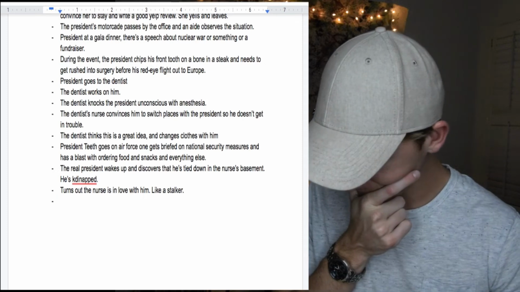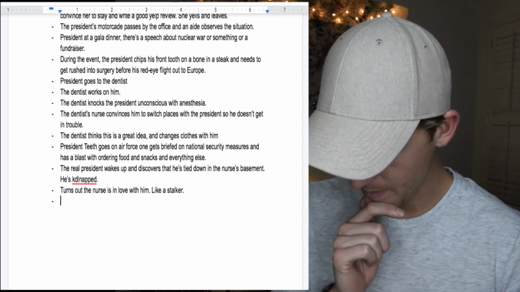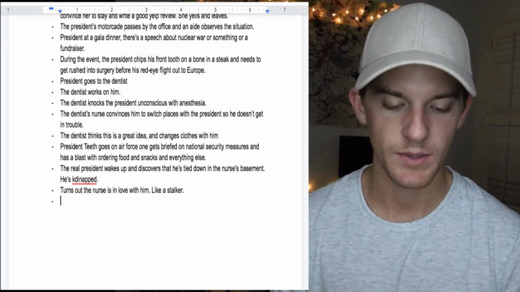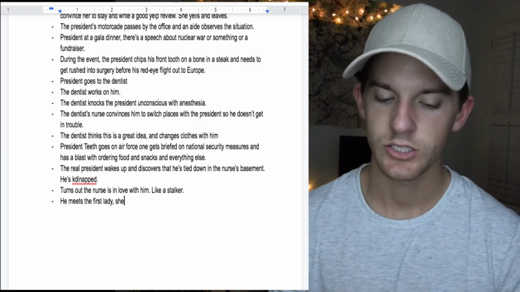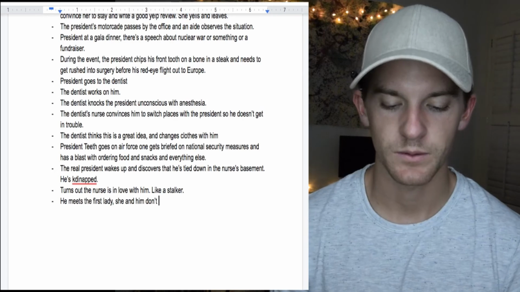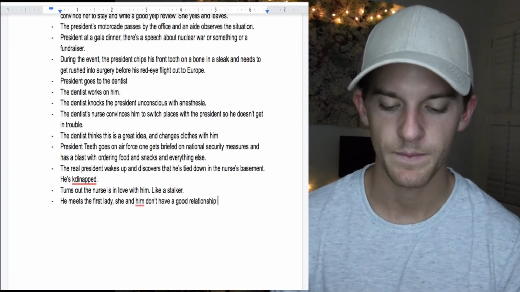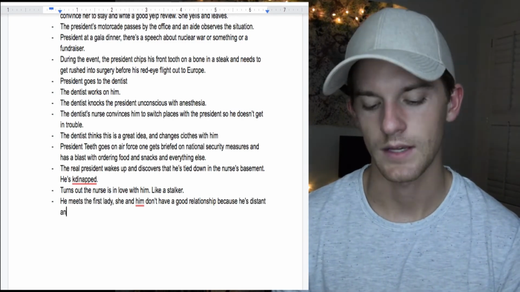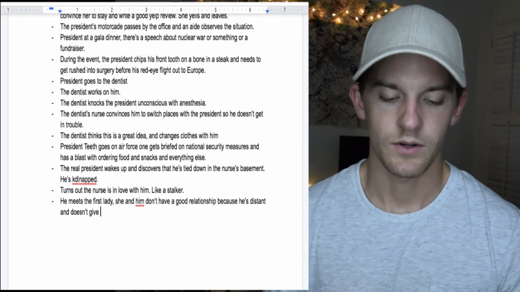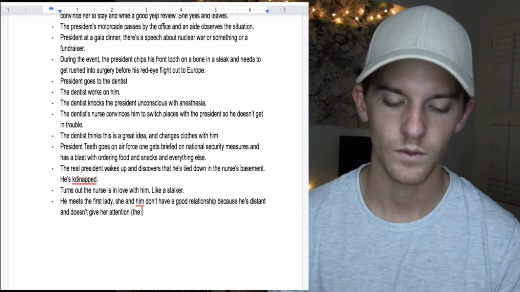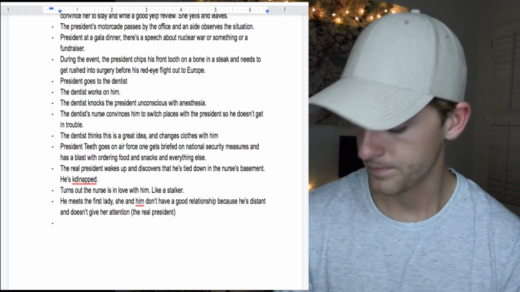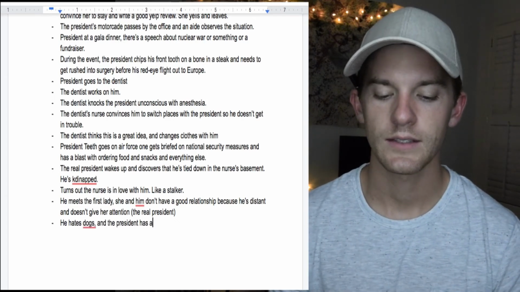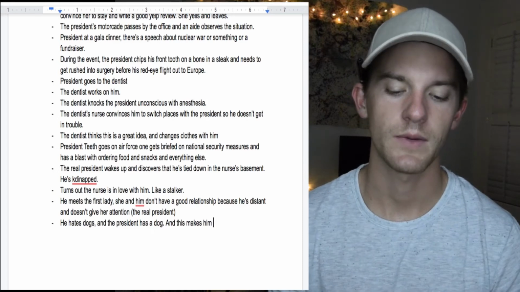So a lot of things here that we talked about that was good, which was he meets the first lady. She and him don't have a good relationship because he's distant and doesn't give her attention. The real president feels like that. He hates dogs, and the president has a dog, and this makes him unhappy.